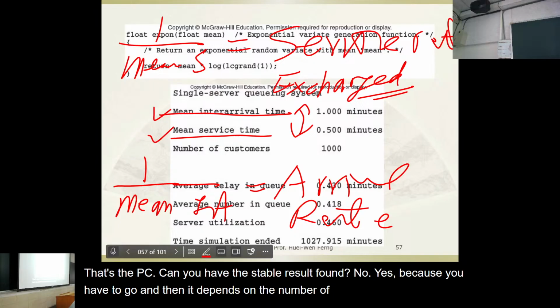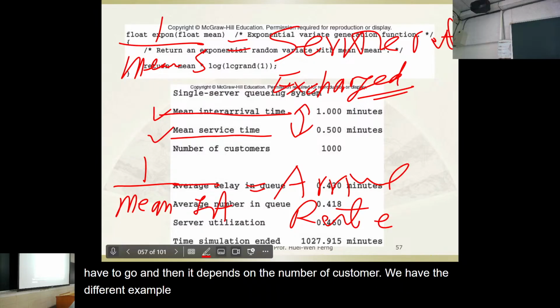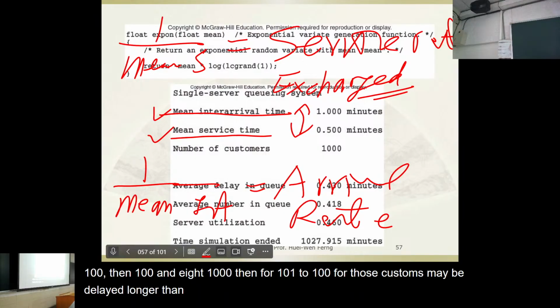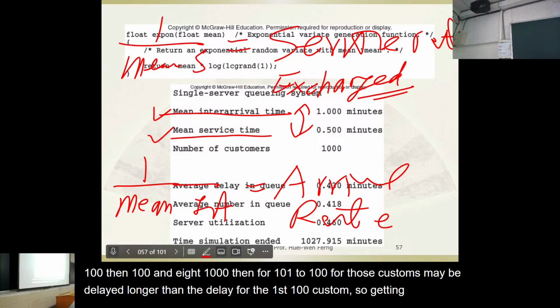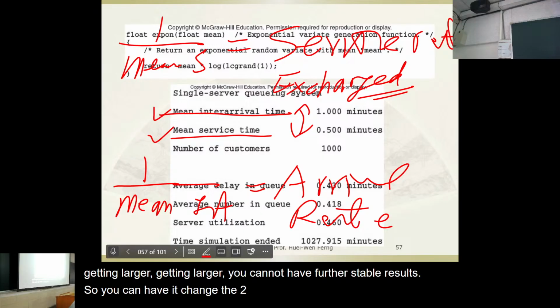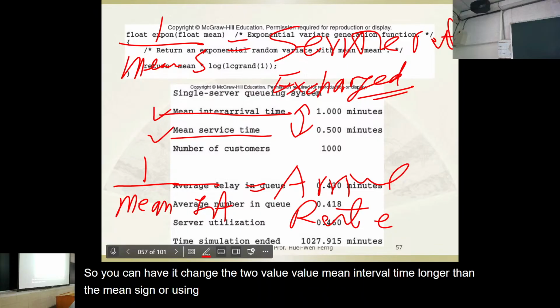Because it depends on the number of customers, we have different queue delays. With 100 customers, there is a certain delay. With 1,000, the customers from 900 to 1,000 may be delayed longer than the first 100 customers. So it keeps getting larger, getting larger. You cannot have stable results. All right. So you cannot exchange the two values. Finally, the mean inter-arrival time should be longer than the mean service time, or using rates, the service rate should be greater than the arrival rate.